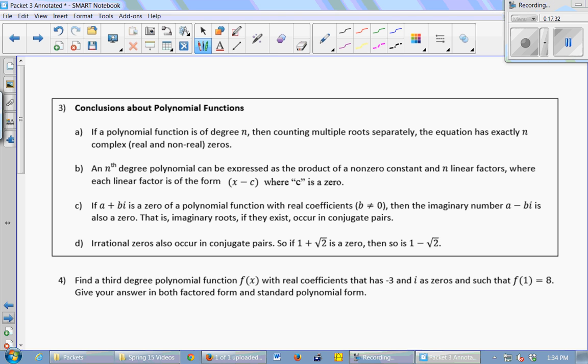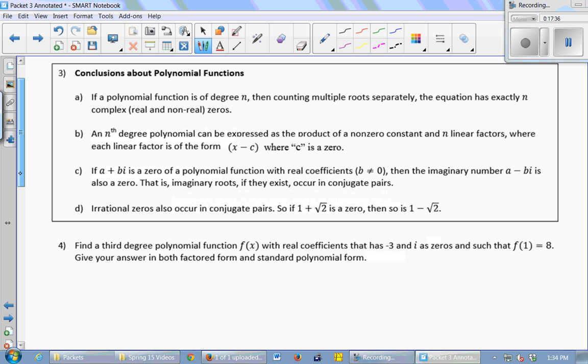Okay, so some conclusions about polynomial functions based on our example. If a polynomial function has degree n, if you count multiple roots separately, like if -3 is a root with multiplicity 2, if you count it as twice, -3 and -3, then the equation will always have exactly n complex zeros. If you count the real and the non-real together, you'll have n zeros.